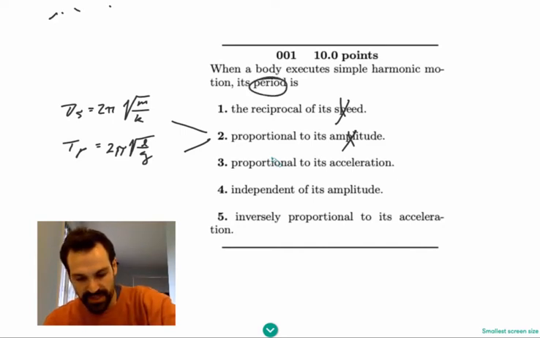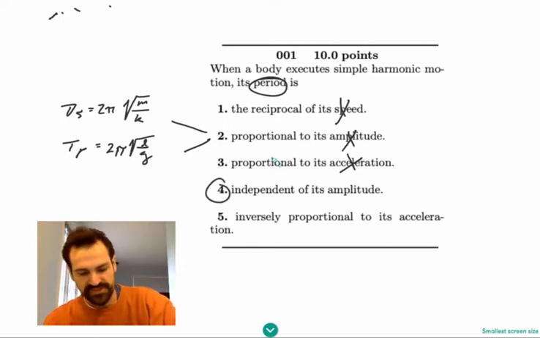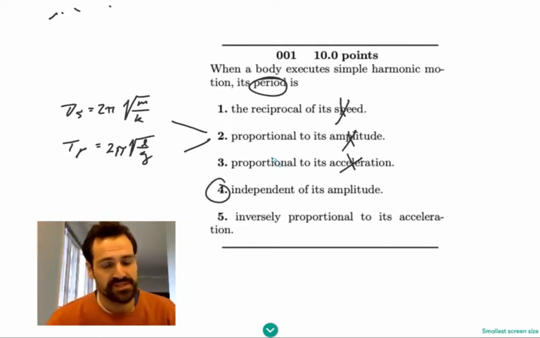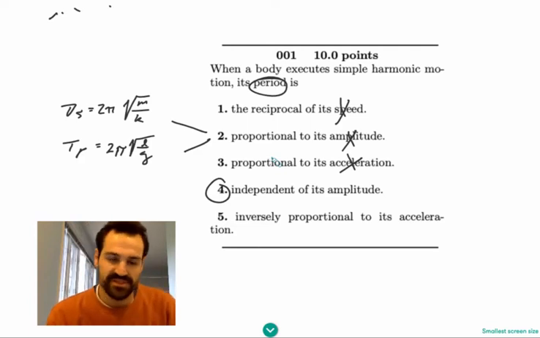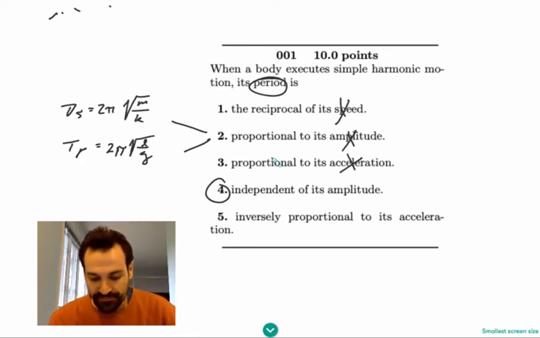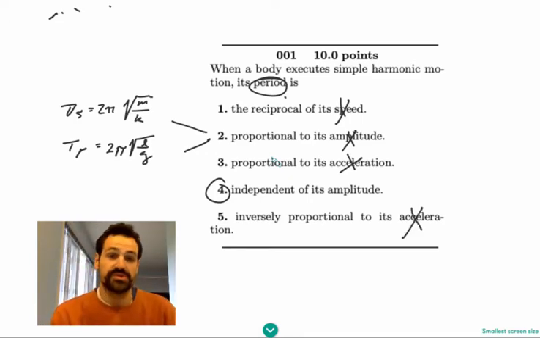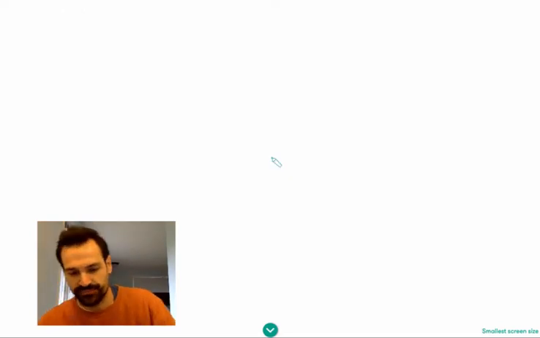The period has nothing to do with acceleration. It is independent of its amplitude, so right there I'm thinking that's the case, but I'm still going to double check because it doesn't take much time to check one last answer. And it, again, has nothing to do with acceleration. So the answer to number 1 is 4, independent of its amplitude.